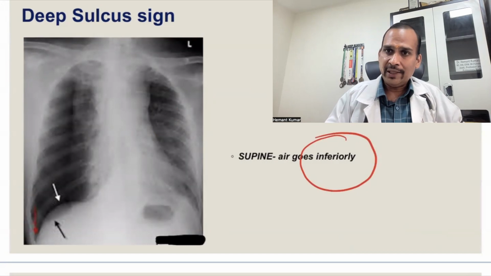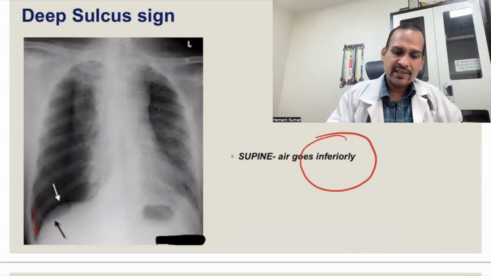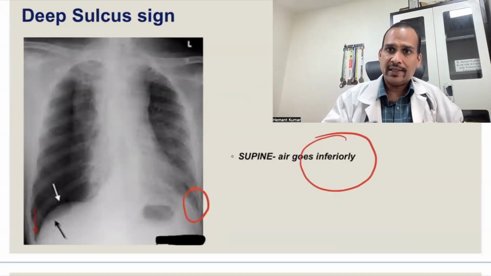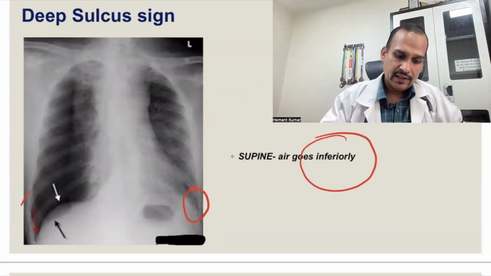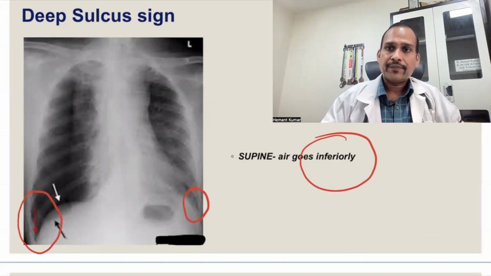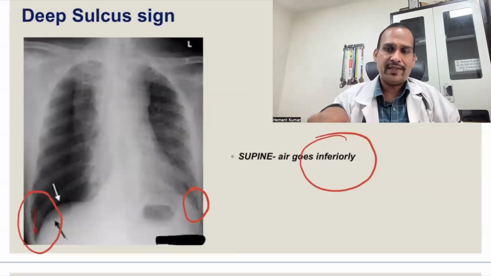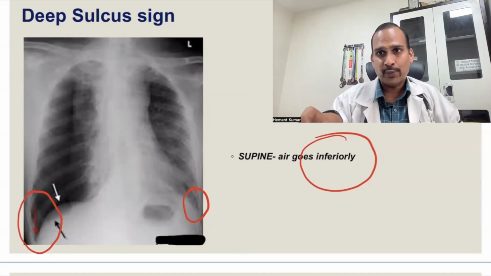Okay. So what will happen? Inferior is the CP angle. This is the CP angle. So when air goes into the CP angle, it will create a more angular part, meaning it will keep deepening the CP angle. So our CP angle will look very deep, black and deep, more prominent.